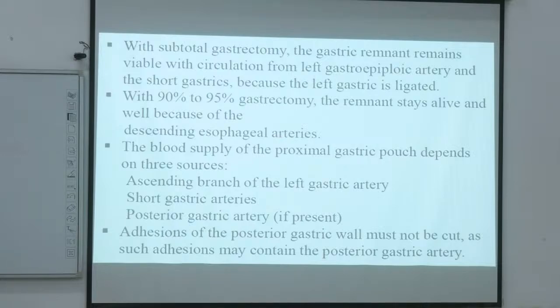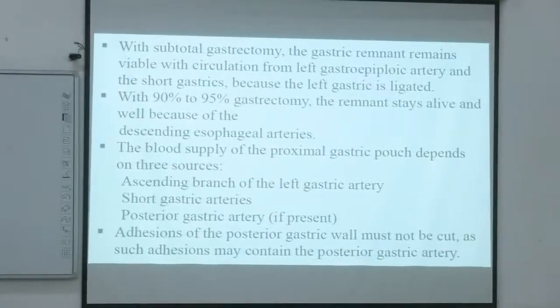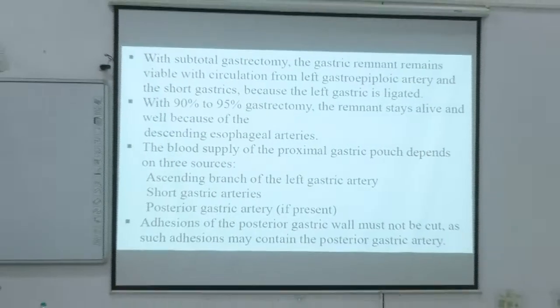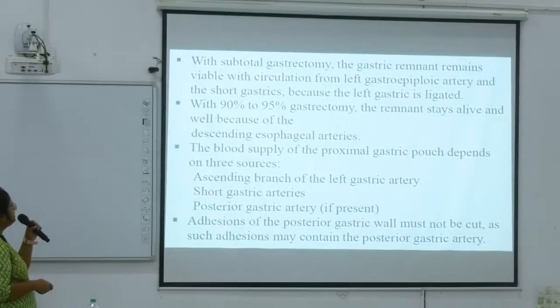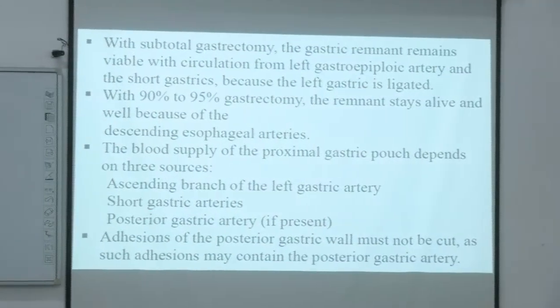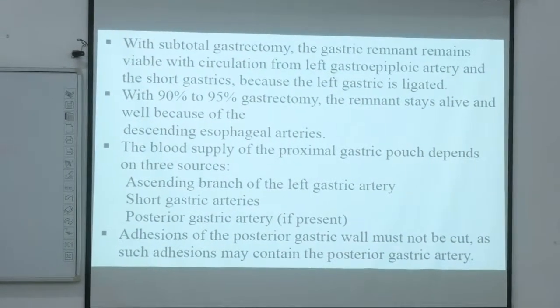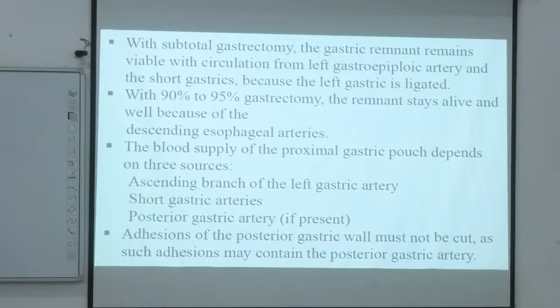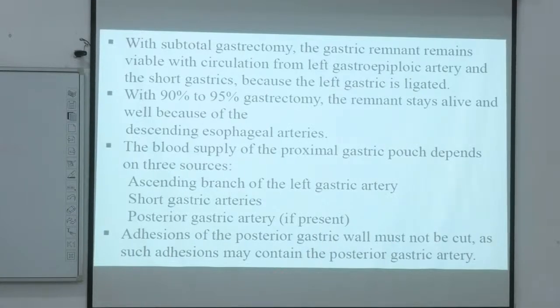arteries in subtotal gastrectomy. And the blood supply of the proximal gastric pouch depends on these three sources: ascending branch of left gastric, short gastric, posterior gastric artery if present. Adhesion of this posterior gastric wall must not be cut, as such adhesion may contain this posterior gastric artery. If it is injured, there will be heavy bleeding.